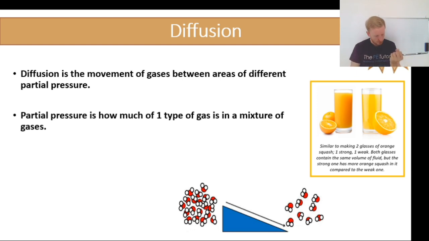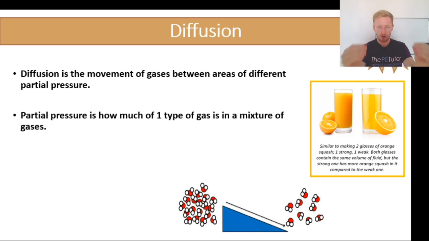There's more squash, going back to what we said earlier about partial pressures, there's a higher concentration, a greater ratio of orange squash to water in the glass on the left side there, compared to the glass on the right. Now it's all relative, because we could put a third glass to the left of that strong one, which is even stronger. So diffusion happens when there's a high concentration of a particle in a mixture next to a lower concentration of a particle in a mixture.